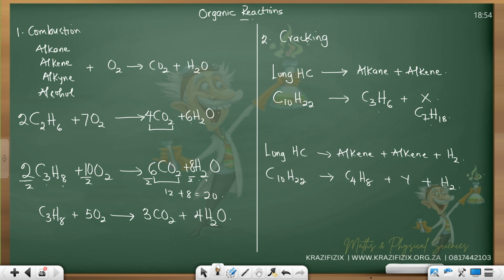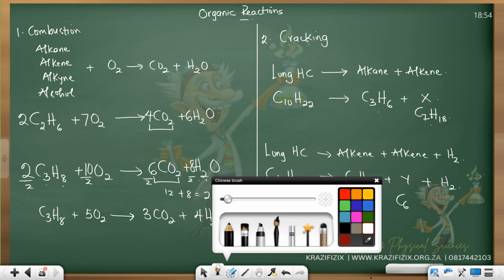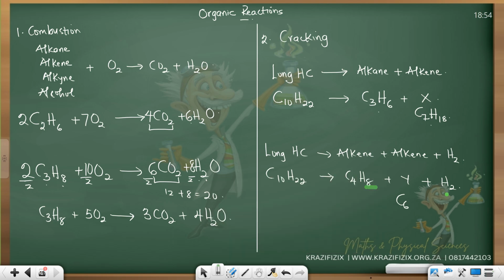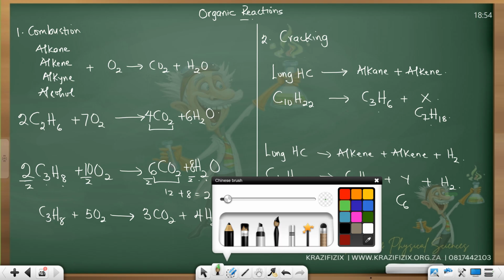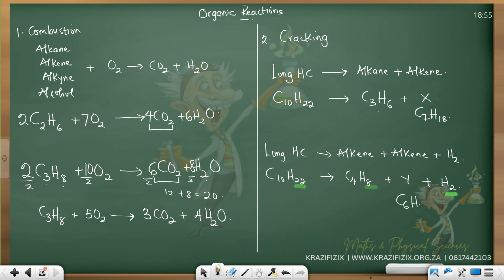If you just do the math and add and subtract here, you will be done. What is 10 minus 4? 6. Now, hydrogen, I have 8 and 2 already. That makes it 10. 22 minus 10 would be 12. Case closed. We are done.